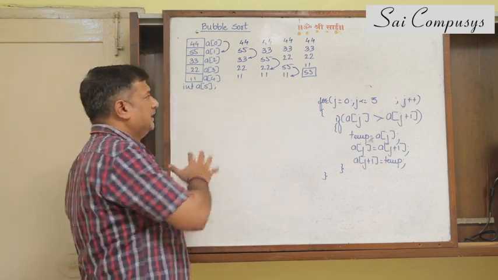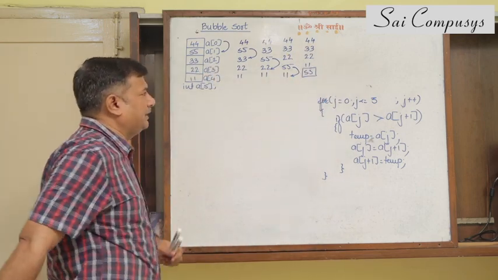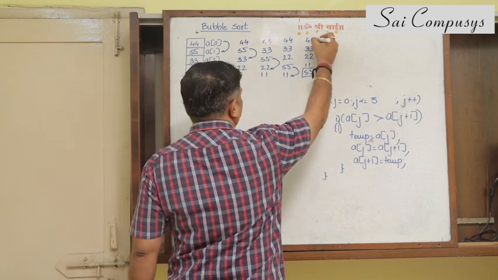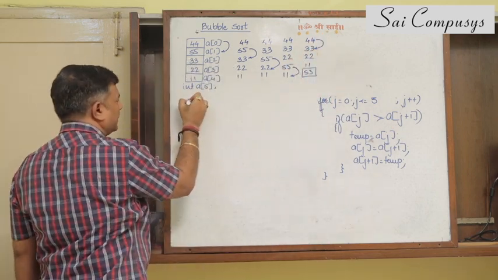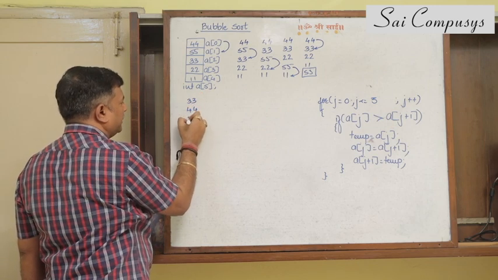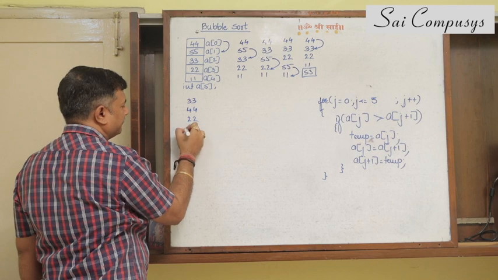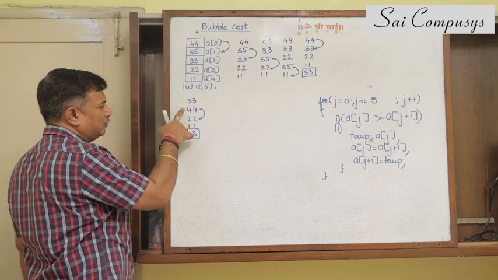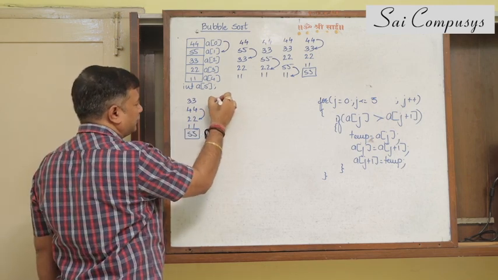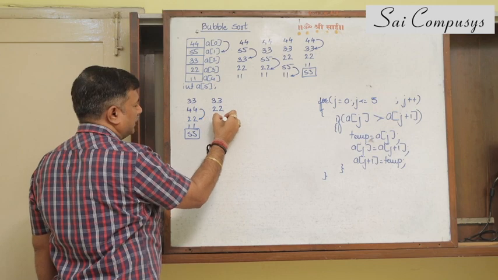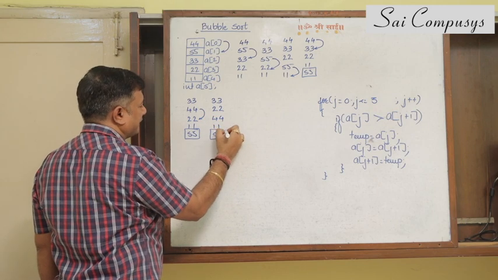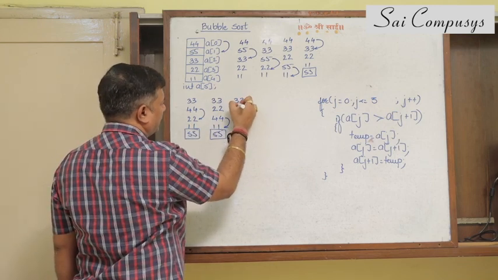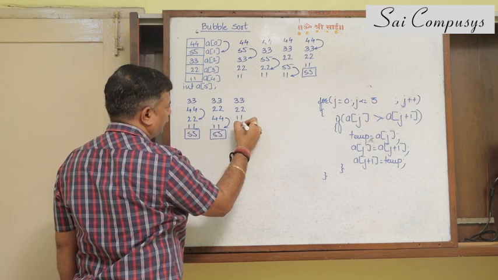Now what I have to do is, the same thing that I have done over here, I have to repeat, excluding this one element. So I'll again start the same comparison. Compare 0 with 1, so you get 33, 44, 22, 11, 55. 0 with 1, 1 with 2. So you get 33, 22, 44, 11, 55. 0 with 1, 1 with 2, 2 with 3. So that you get 33, 22, 11, 44 and 55.